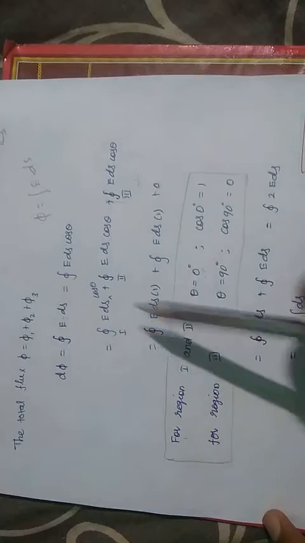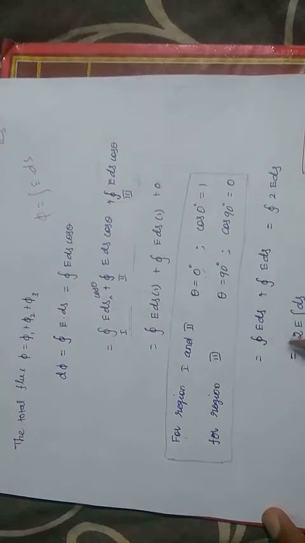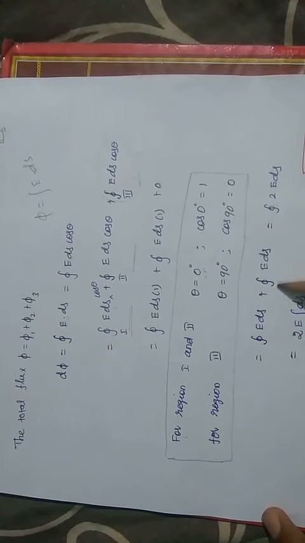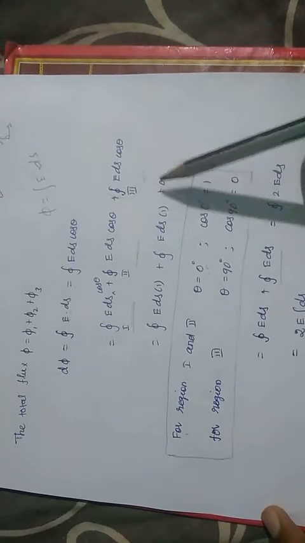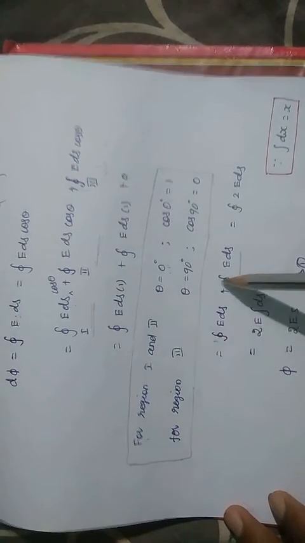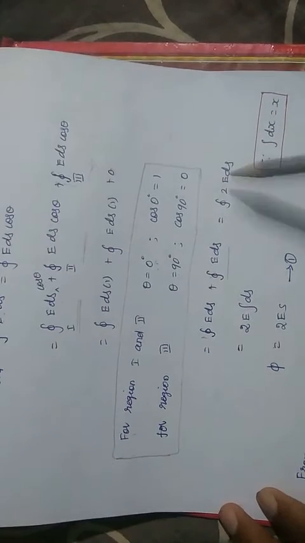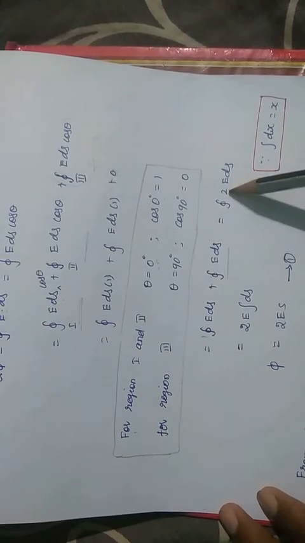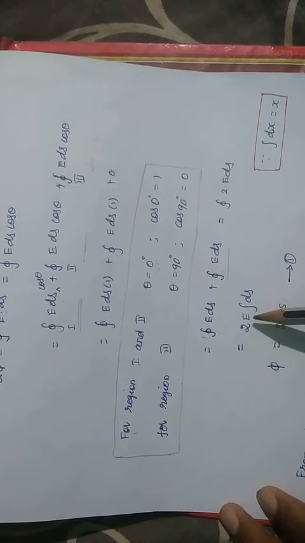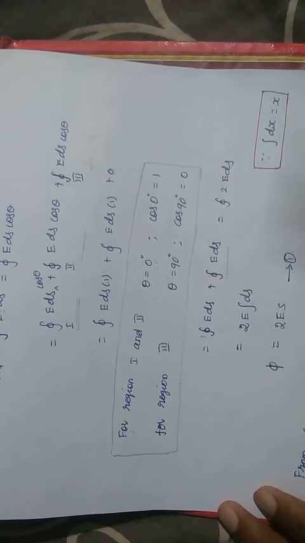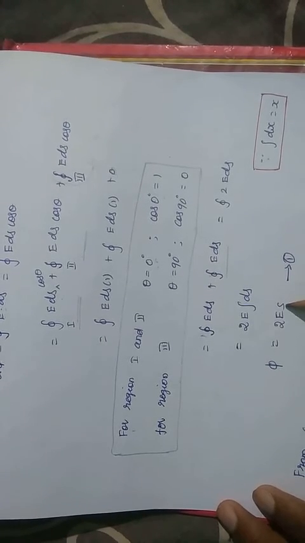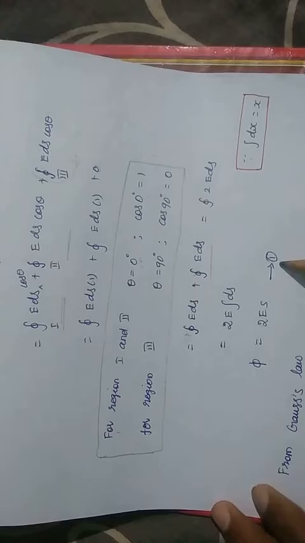While you are substituting these, you'll get an expression like this. For surface 1 you'll get E ds, for surface 2 also you'll get E ds, and for surface 3 it will become 0. So when you add these, you'll get one integral of 2 E ds. When you take the constants outside, 2E can be taken outside. The integral of ds will be S. Take this as equation 1.